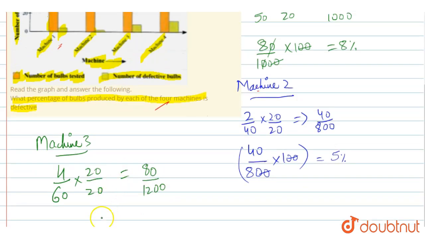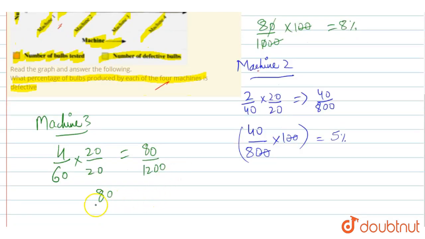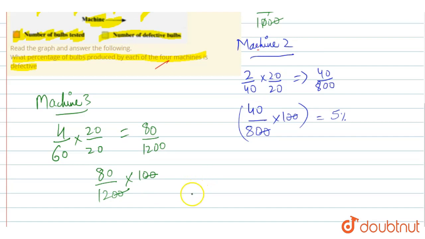For percentage, we can directly multiply this fraction by 100. So 80 upon 1200 cancels, and then 80 upon 12 will be equal to 6.7. So 6.7% of the bulbs are defective in this case.